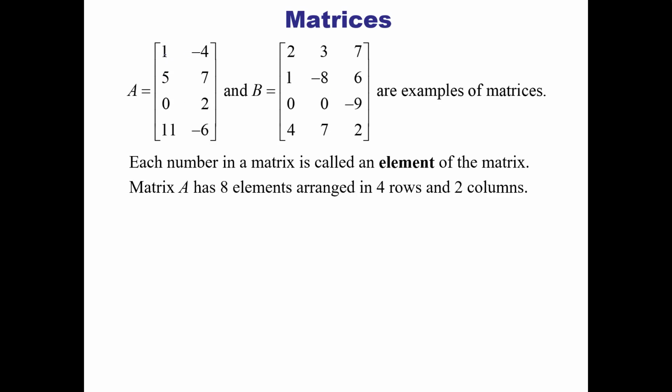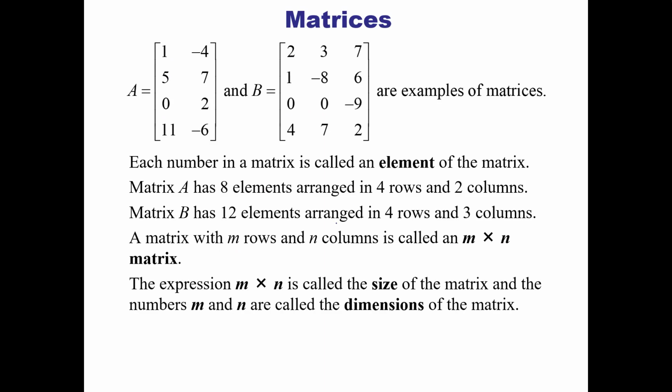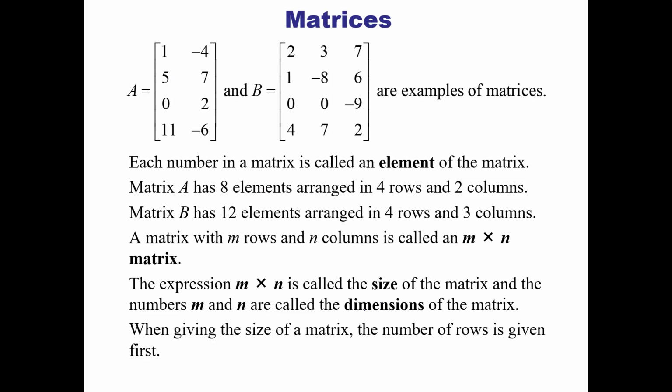Now, matrix A has 2, 4, 6, 8 elements, which is 4 rows and 2 columns, and B has 12 elements, which is 4 rows and 3 columns. A matrix is usually written as m by n. So m is going to be the number of rows, n is going to be the number of columns. This is going to be a 4 by 2, and this one's going to be a 4 by 3. That gives us the size of the matrix as well as the dimensions of the matrix.